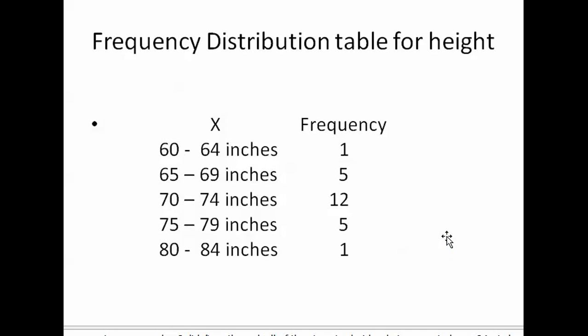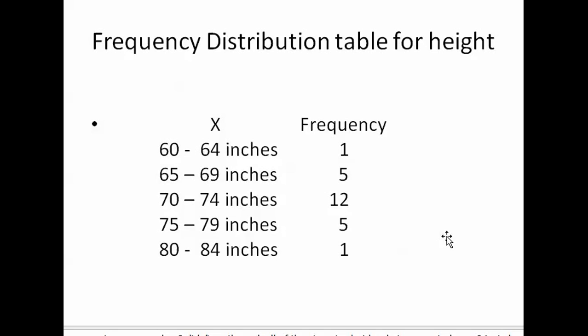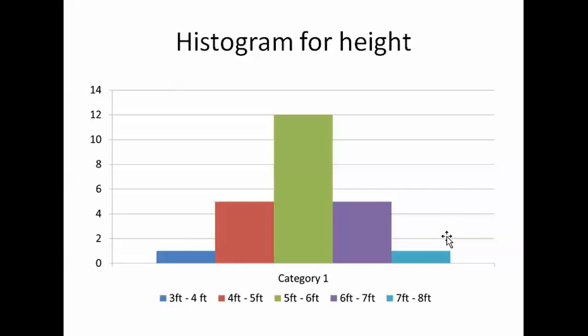Here's another example of a set of data where 20 people are telling us their heights. We get this table right here. This is the table of our answers. And then if we make this into a histogram, we get this type of shape right here. This type of shape would be called a normal distribution, or a bell-shaped curve. And it's not perfectly normal, but I just did the best I could to make a histogram that looks pretty close to a normal distribution.